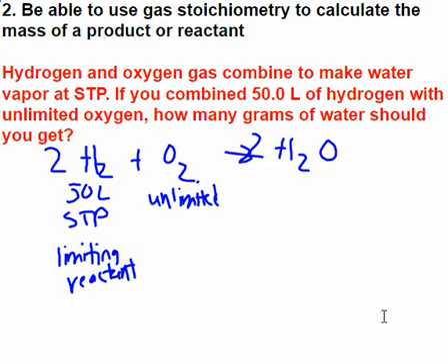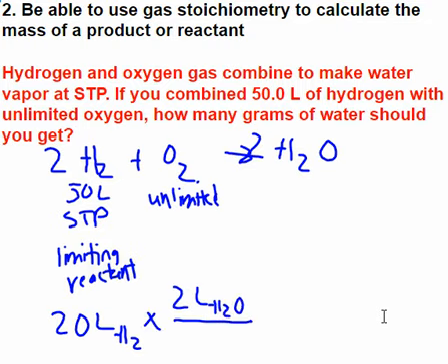Well, since they tell you it's water vapor here, you could use the molar ratio and say that 20 liters of H2 should yield 2 liters of H2O from every 2 liters of H2. Or I could change it to moles first and use my molar ratio, but Avogadro is the one who said gases all take up the same amount of space.